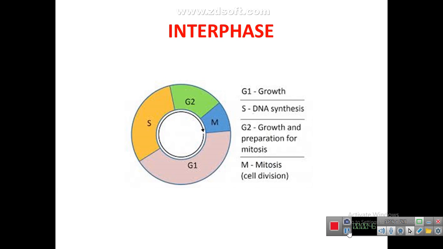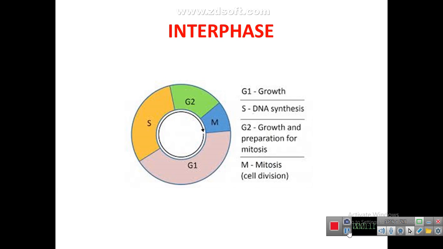Events that occur in the G1 phase: the newly produced cell grows in size and the synthesis of transfer RNA, messenger RNA, ribosomes and several enzymes takes place. Second phase is the S phase or synthesis phase. The replication of DNA occurs during this phase of the interphase. And last one is the G2 phase.